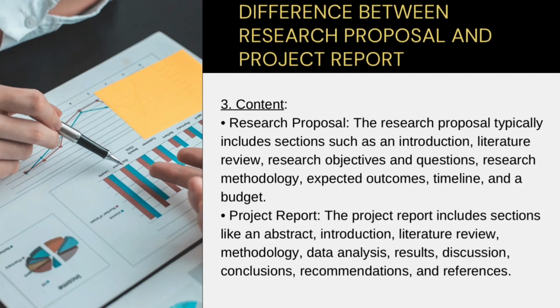Content. Research proposal typically includes sections such as an introduction, literature review, research objectives and questions, research methodology, expected outcomes, timeline, and a budget. Take note of that kindly. A project report, whereas, includes sections like an abstract, introduction, literature review, methodology, data analysis, results, discussions, conclusions, recommendations, and references. Typically, a project report carries the research proposal.